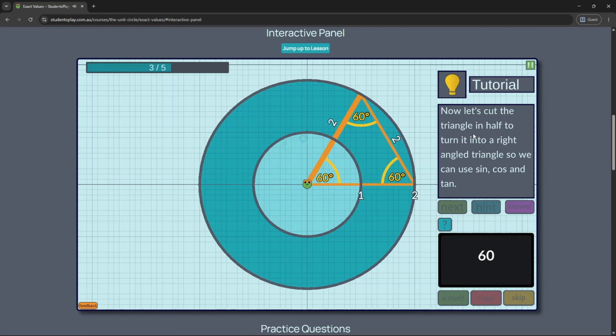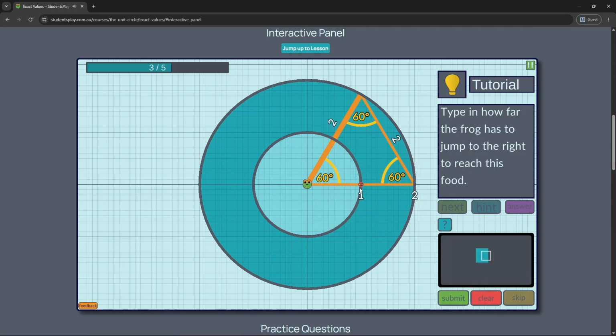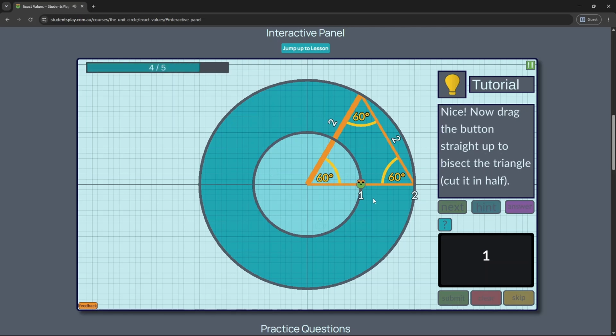Now let's cut the triangle in half to turn it into a right angle triangle so we can use sine, cos and tan. Alright. Type in how far the frog has to jump to the right to reach this food. This one right here. Okay, well, it's to the edge of the first circle, so it should just be 1. Cool. Nice. Now drag the button straight up to bisect the triangle, so to cut it in half. Alright. Like that.